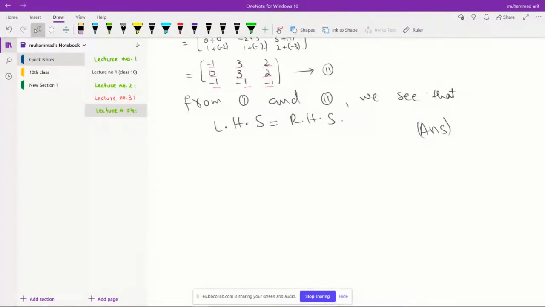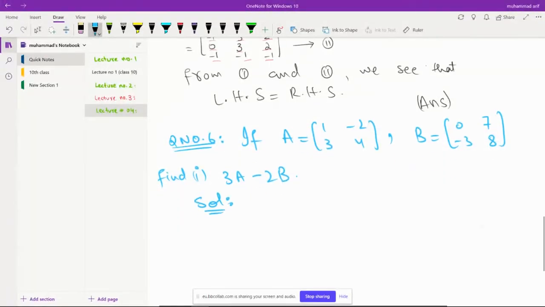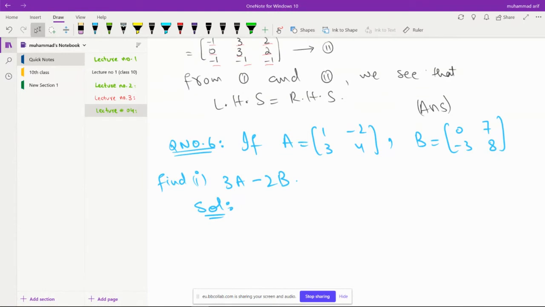Now we come across the question number 6. The question number 6 is: if A is equal to 1, -2, 3, 4, B is equal to 0, 7, -3, 8, then find the first part, which is 3A minus 2B. The question number 6 is on page number 15.